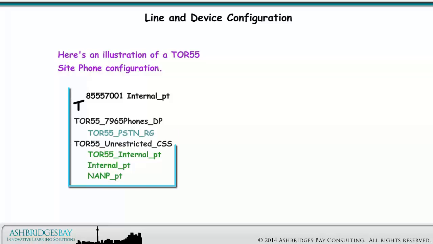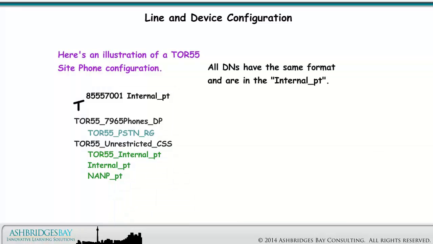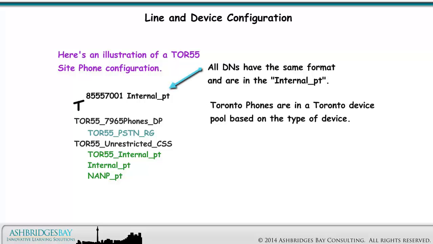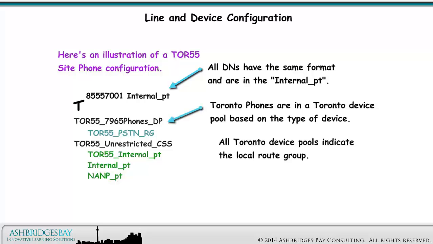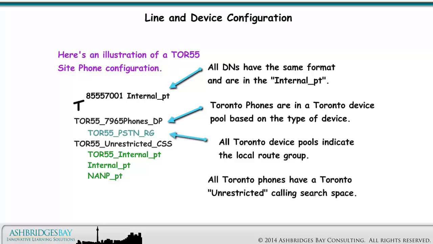Here's an illustration of a Toronto 55 site phone configuration. All DNs have the same format and are in the internal partition. Toronto phones are in a Toronto device pool based on the type of device. All Toronto device pools indicate the local route group. All Toronto phones have a Toronto unrestricted calling search space.